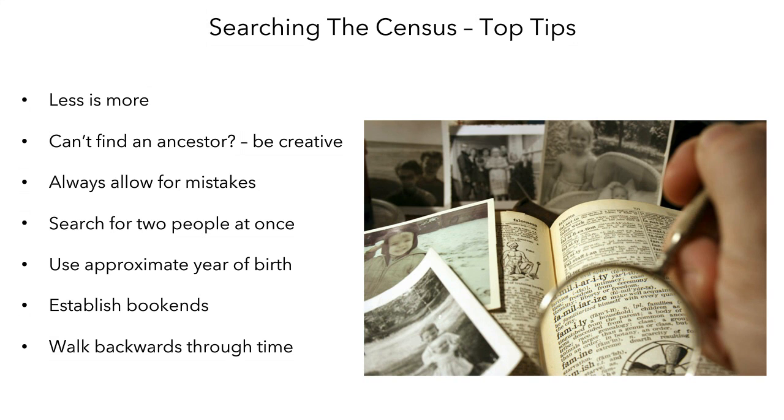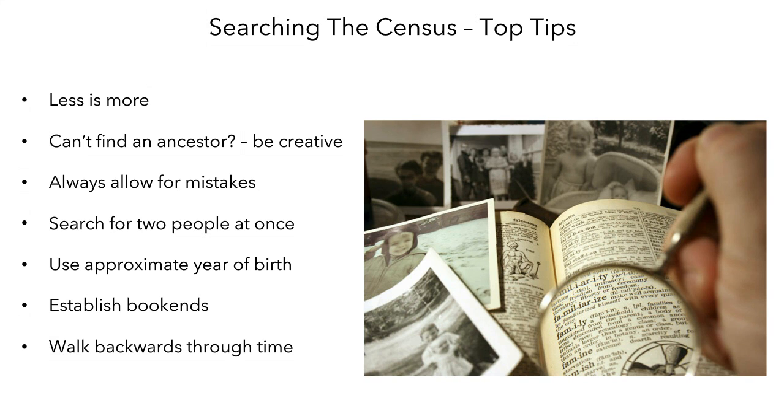Next, search for 2 people at once. One of the great things about our dedicated census search pages is that you can search for your ancestor alongside other members of their household. This could be a wife, a child, a sibling, and by searching for 2 people at once, you're probably easily halving your results. You really are narrowing it down much, so that would always be recommended.